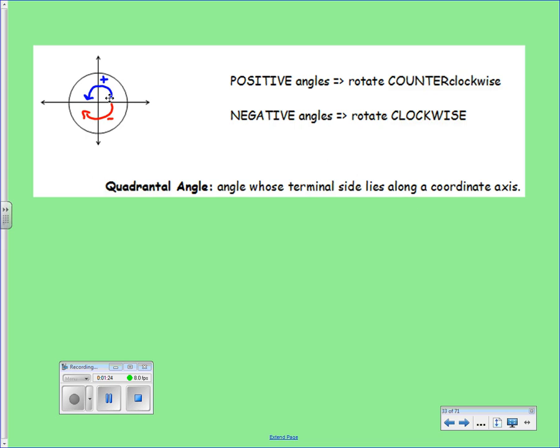We also have something called a quadrantal angle. A quadrantal angle is an angle where the terminal side lies along the axis. So that would be our 360-degree angle. Or we could be talking about 90 degrees. Or we could be looking at 270 degrees, those kind of angles. So ones where, again, one of my lines is going to be an axis.